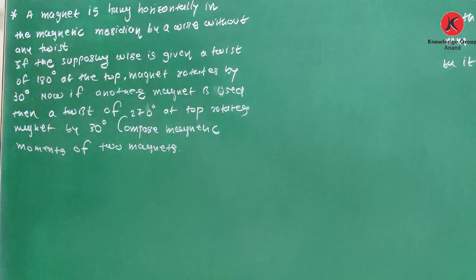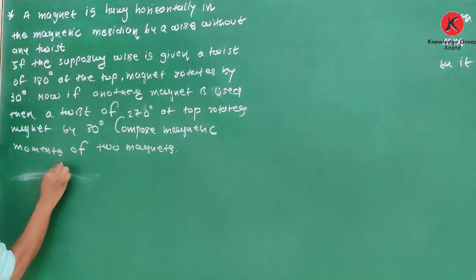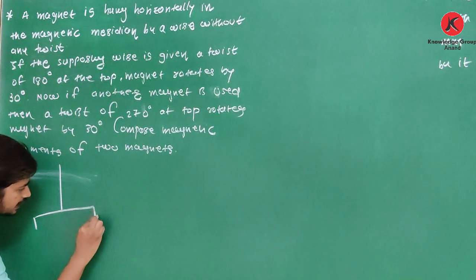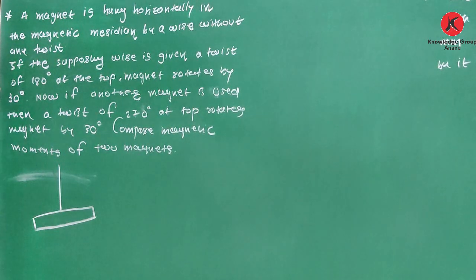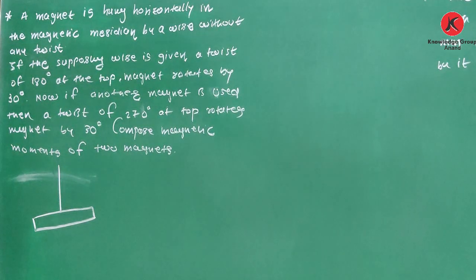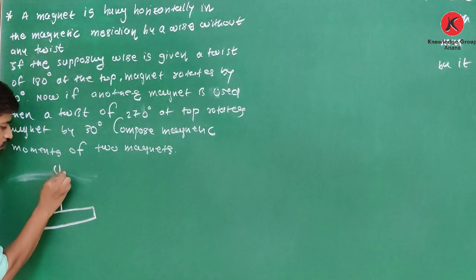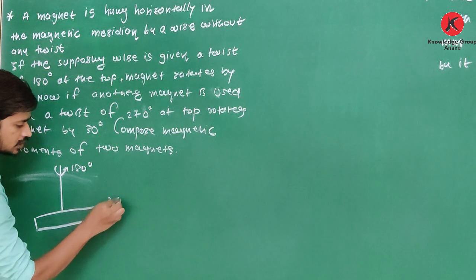See here, two magnets. Suppose the first magnet is like this. A magnet is suspended horizontally in the magnetic meridian by a wire without any twist. This wire is initially without any twist. If the supporting wire is given a twist of 180 degrees at the top, the magnet rotates by 30 degrees. If you give this wire a 180 degree twist, then this magnet moves by 30 degrees.